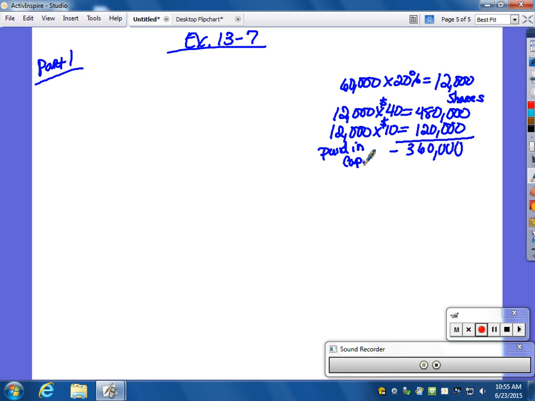So now we can successfully do our journal entry by debiting what? Retained earnings. Remember, this is a stock dividend, right? Declaration, yes. So retained earnings for the 480,000. What other accounts? What else do you do? Credit common stock dividend what? Payable, or dividend what?